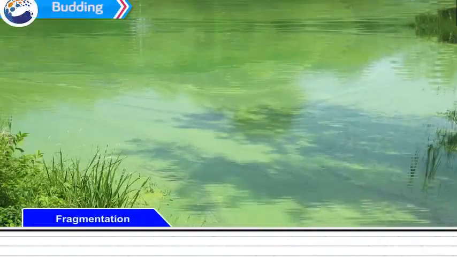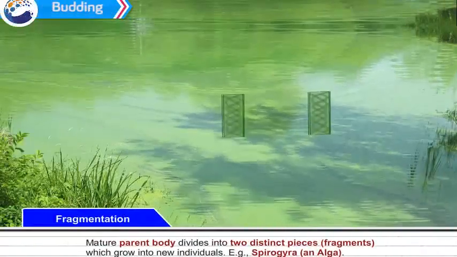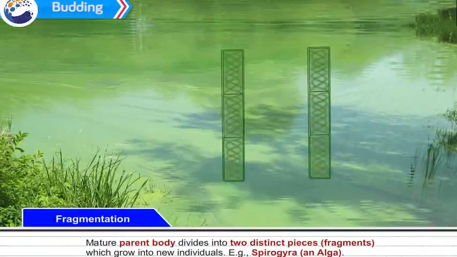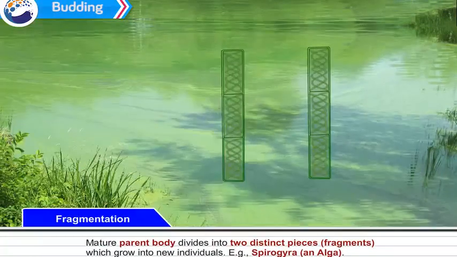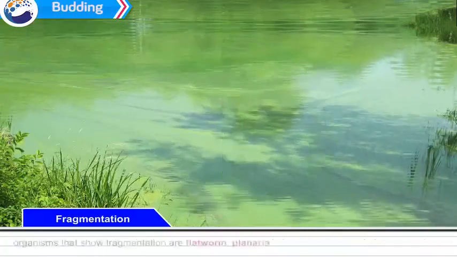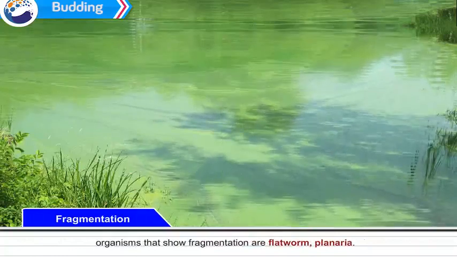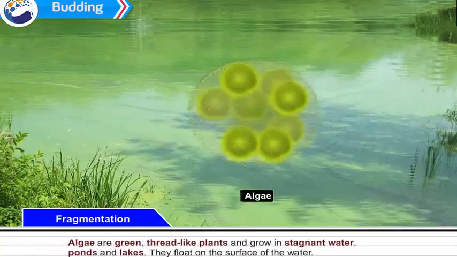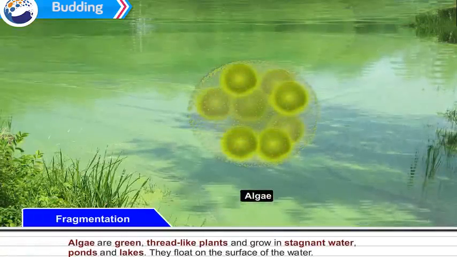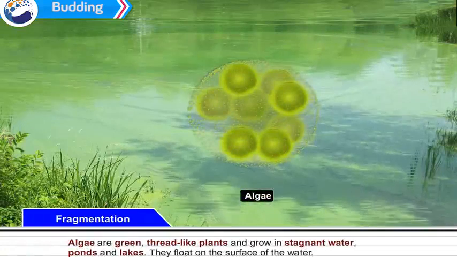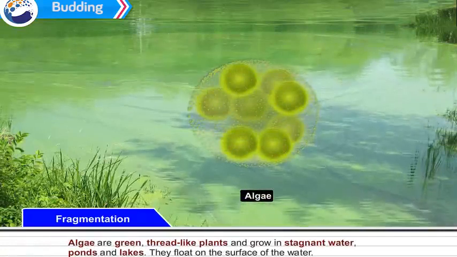Fragmentation. Mature parent body divides into 2 distinct pieces, that is fragments, which grow into new individuals. Example, Spirogyra, an alga. Other organisms that show fragmentation are flatworm, planaria. Algae are green, thread-like plants and grow in stagnant water, ponds and lakes. They float on the surface of the water.